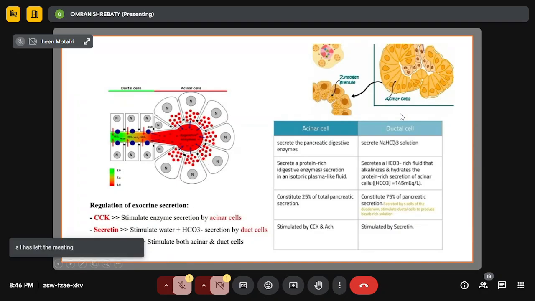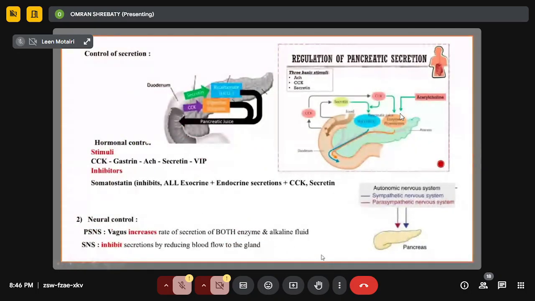What about the ductal? It's going to secrete what? The bicarbonate-rich fluid that is alkaline and hydrates the protein-rich secretion. Also, as we already said, 75% of the pancreatic secretion will be this. And it's stimulated by what? By the vagus via the parasympathetic, as well as secretin, which is mainly here, while CCK is mainly for the acinar cells.